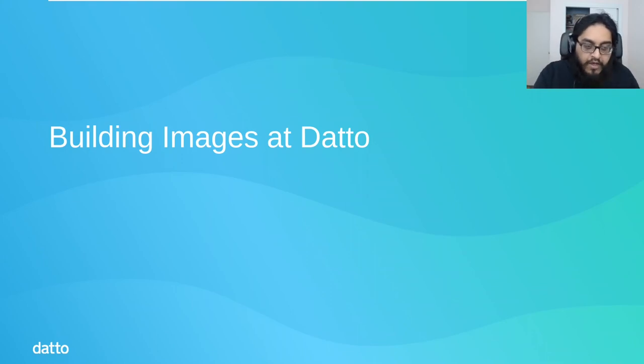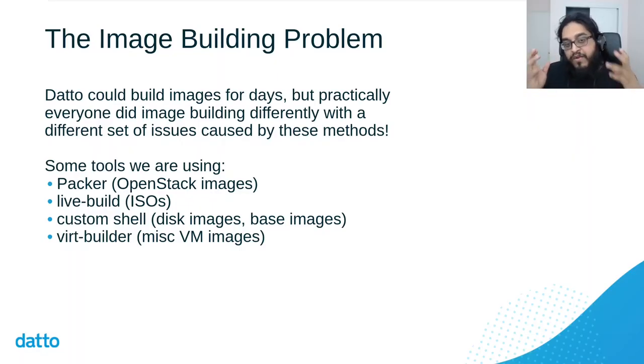So, taking all that and going back to building images at Datto, we've got a little bit of a problem. We can build images for days. Practically everyone did image building differently, with a different set of issues caused by these methods. Some tools we're using are Packer, Debian's live-build for ISOs, custom shell scripts for making disk images and custom base images, and all kinds of weird little things. And we use Virt-builder for making various custom virtual machine disk images that don't really fit into clouds and are used for very specialty use cases.